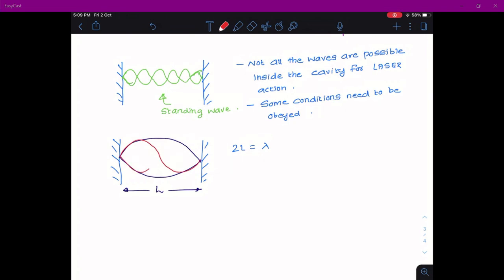up and down. So if you look at this case, you see that there is lambda towards right and lambda towards left. So you are traversing only 2L distance. This is L, this is plus L, this is 2L. So you will have 2L is equal to 2 lambda.